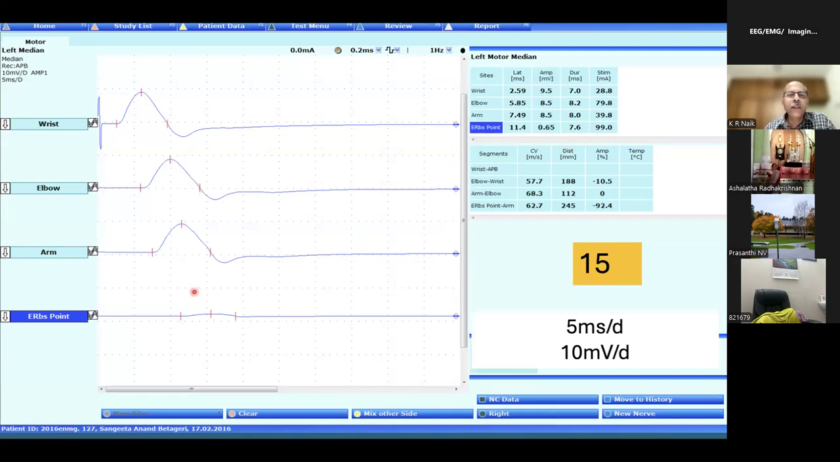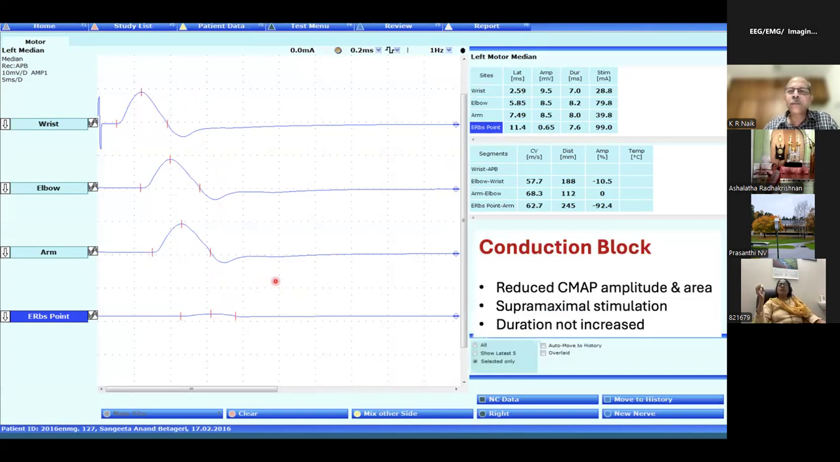So what has happened is there's a conduction block when you give the stimulation. At 3 months, the patient had significant weakness, around grade 2 to 3 power in the hand muscles, moderate to severe weakness, but the CMAP is good. That means there's a proximal conduction block which is demonstrated. This person improved at the end of 9 to 10 months with near normal power. Conduction block, reduced CMAP and area. For supramaximal stimulation, we had to use 19 milliamperes. Even with 19 milliamperes, we could not get through the conduction block.